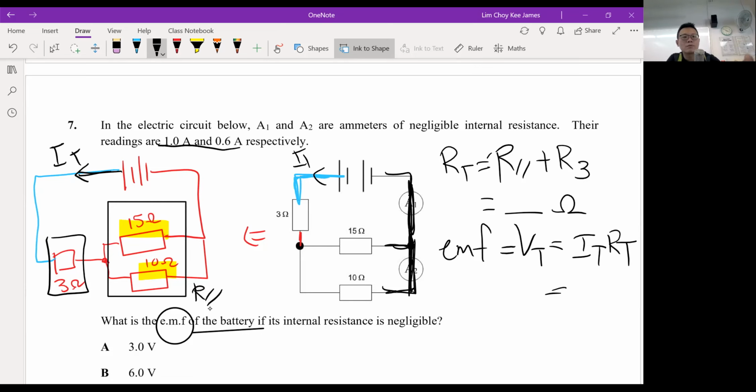Now take a look at the resistor. A1 is 1 amp.